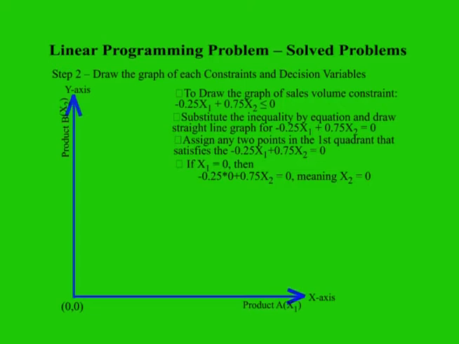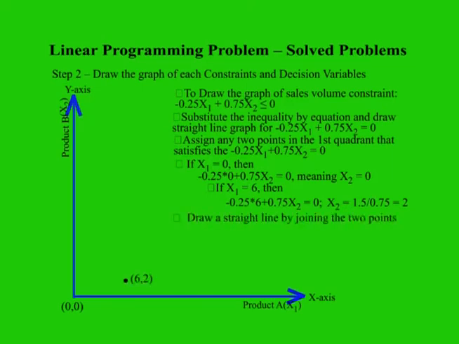To determine this point, let x1 is equal to 6, then negative 0.25 times 6 plus 0.75x2 is equal to 0, meaning x2 is equal to 2. So the second order pair can be 6, 2. This might be arbitrarily located somewhere around here. Draw a straight line by joining the 2 points. So the graph might look like this.